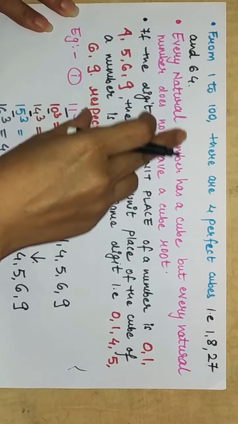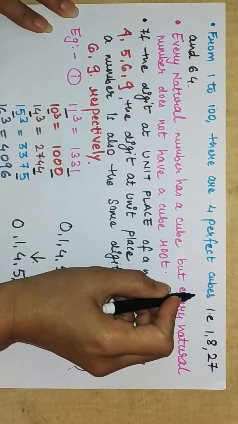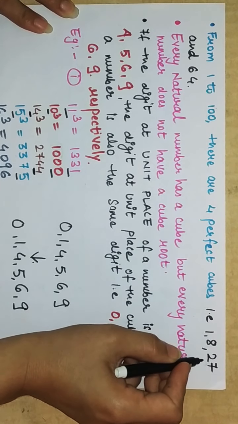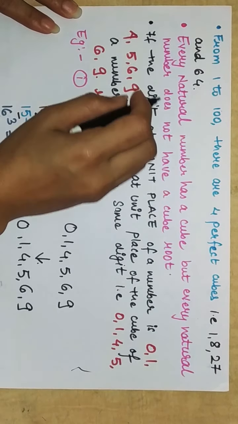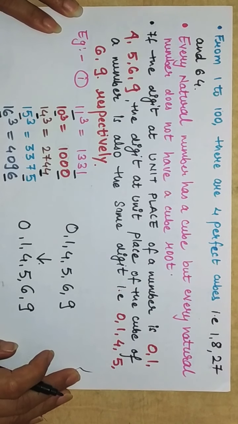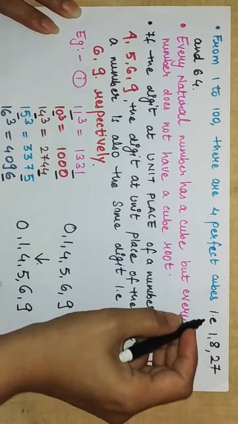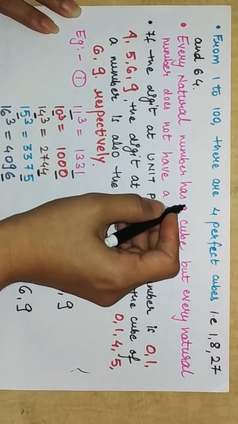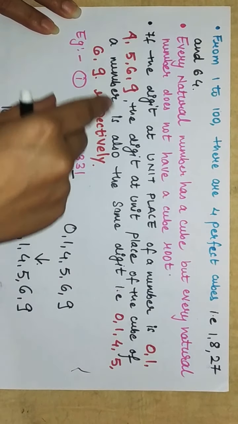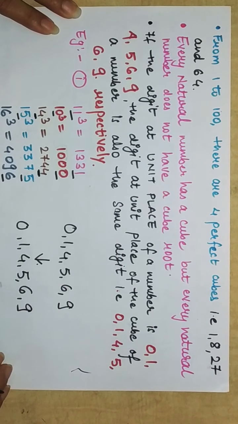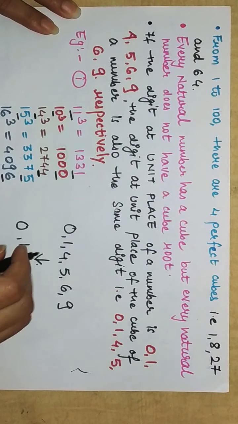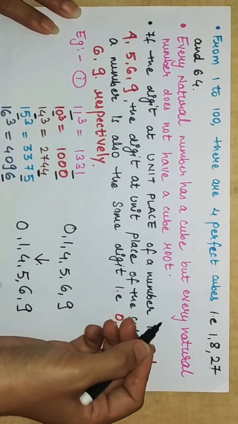From 1 to 100, there are 4 perfect cubes: 1, 8, 27 and 64. See, you should know that from 1 to 100, there are only 4 perfect cubes, that is 1, 8, 27 and 64. Next point, every natural number has a cube, but every natural number does not have a cube root.